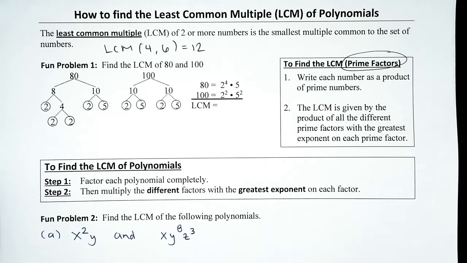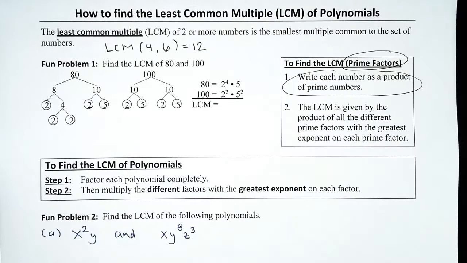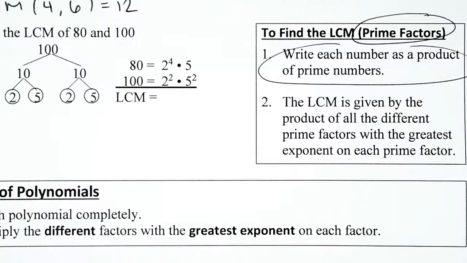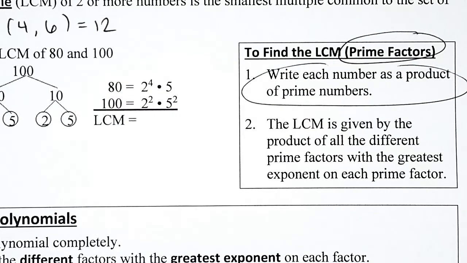To find the least common multiple by using prime factors, your first step is to get yourself some factors. So we're going to write each number as a product of prime factors. I took the liberty to show that work. So you do it however you can, and then you have that 80 is the same as 2 to the 4th times 5, and 100 is the same as 2 squared times 5 squared. So step 1 is complete. Step 1, write each number as a product of prime factors, and then step 2: to find the LCM, you multiply the different factors using the biggest exponent on each prime factor.